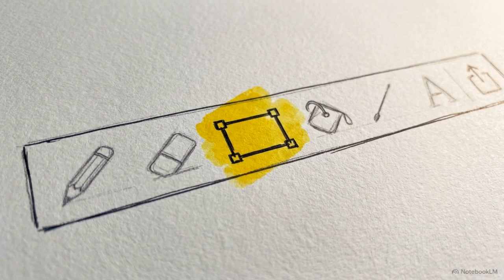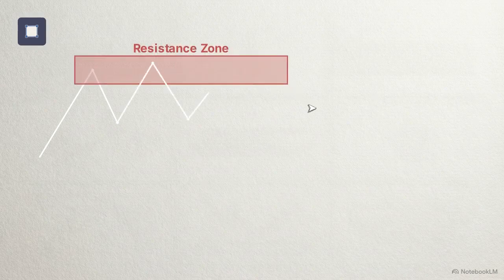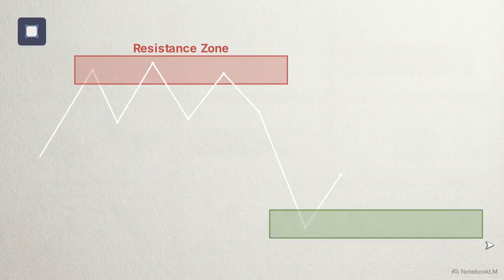We are going to map these boundaries. Draw a box where the stock repeatedly peaked and fell. This ceiling is a resistance zone. Next, identify where the price bottomed out and bounced upward, and draw a rectangle there. This floor is your support zone, where demand takes over.